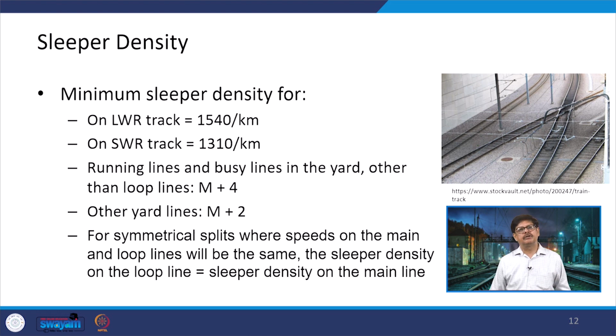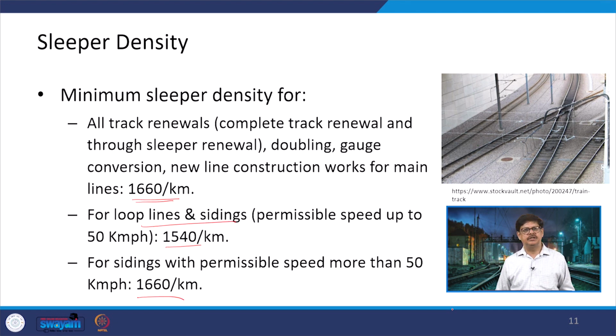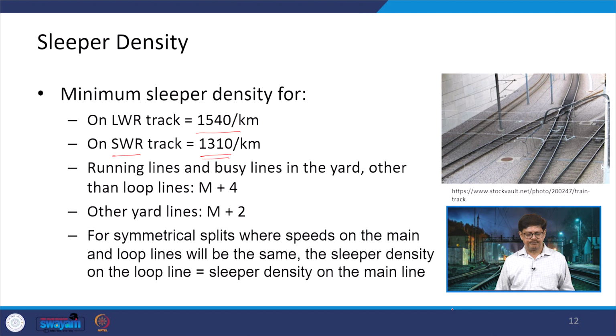Then in the case of long welded rail tracks, the minimum value which needs to be provided is 1540 per kilometer, but in the case of short welded rail tracks, it can be a lower value of 1310 per kilometer. This 1310 per kilometer is used quite rarely nowadays, because now we are working with more welded tracks in terms of LWR and CWR, and that is where 1540 or the other value of 1660 per kilometer can be used.